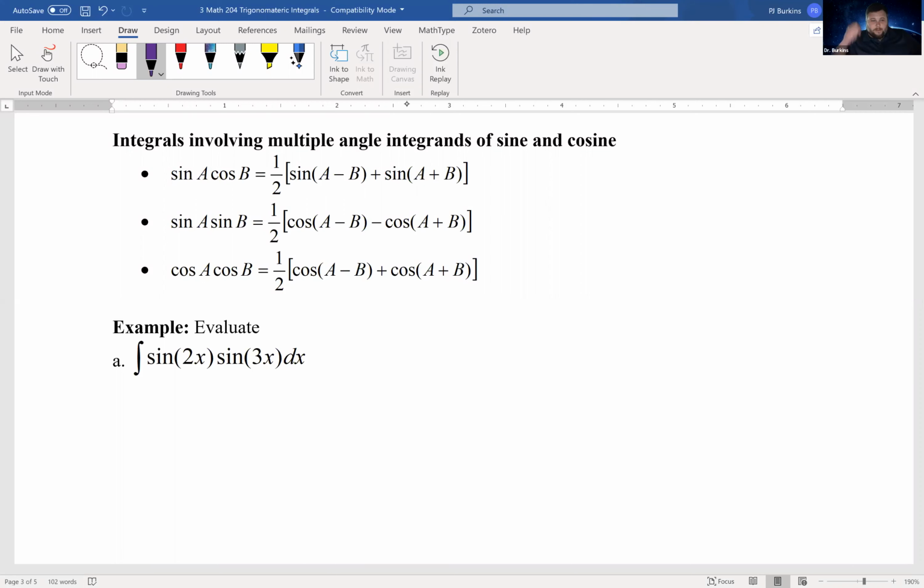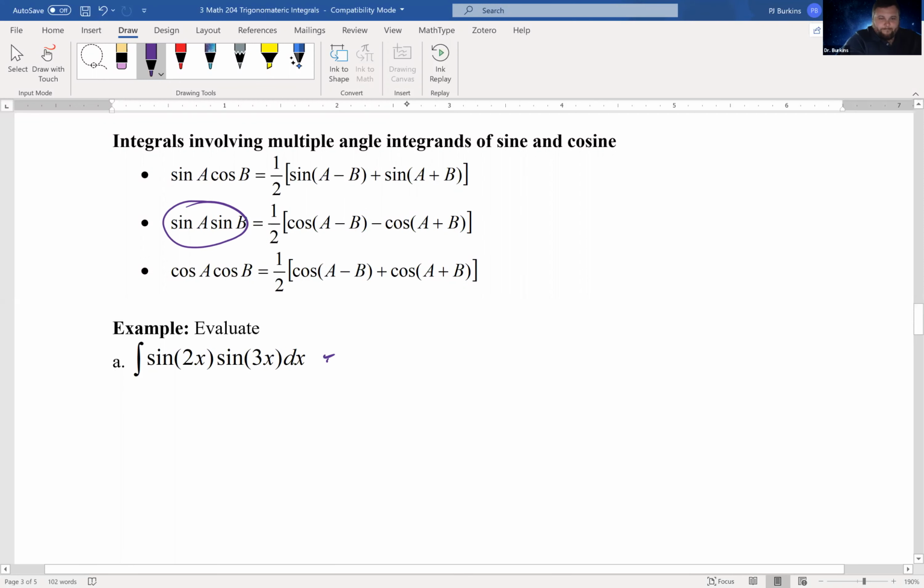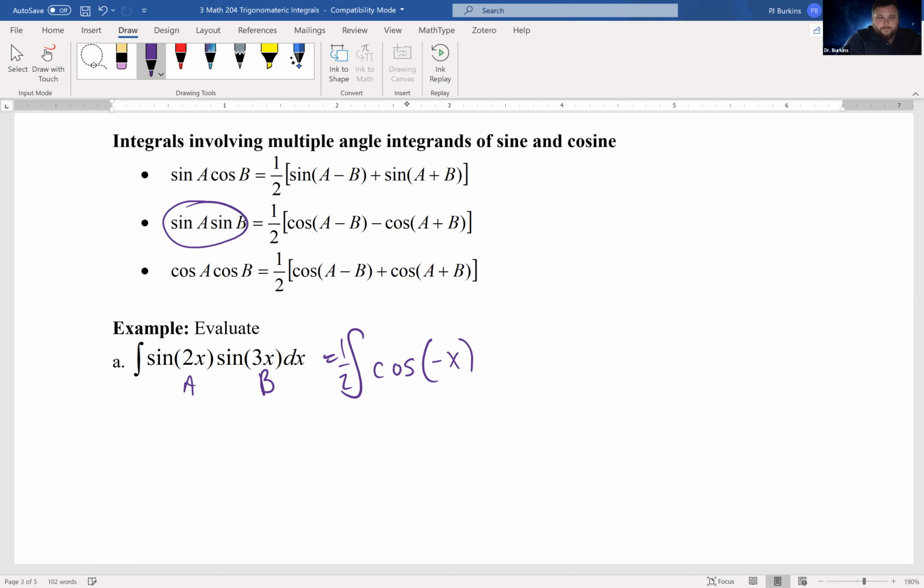All right, so it's got 2 signs in there, right? Well, there's the formula with 2 signs in it. So it'd be 1/2 cosine of a minus b. So I'll call this one a and this one b. So 2x minus 3x, that's negative x. And then it's minus cosine of a plus b, that would be 5x.